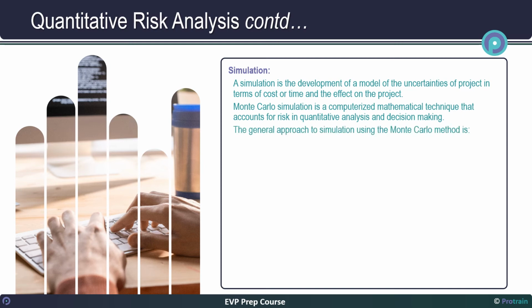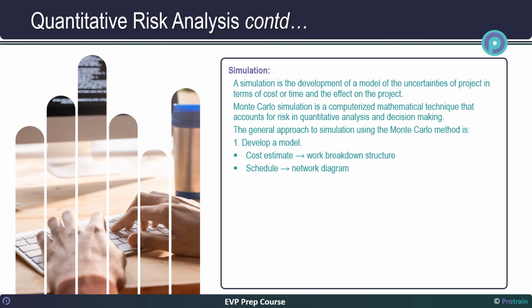The general approach to simulation using the Monte Carlo method is: the first step is to develop a model for simulation. The models can be of two types. First, cost estimate. This is based upon the work breakdown structure for the project. Second type is schedule. This is based upon the network diagram, or critical path diagram.